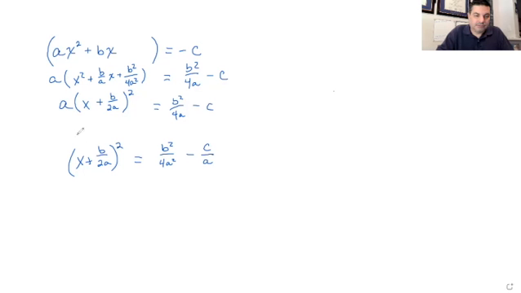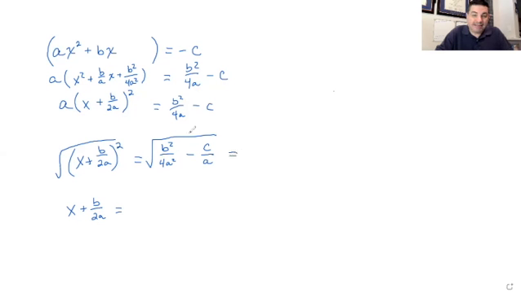But remember the goal, x by itself. Next thing that's preventing x from being by itself is this pesky squared right there. So I'm going to take the square root of both sides. Square root of both sides. All right. So I'm going to have over here x plus b over 2a. And that equals, I can't combine these, right? Because they don't have the same denominator.